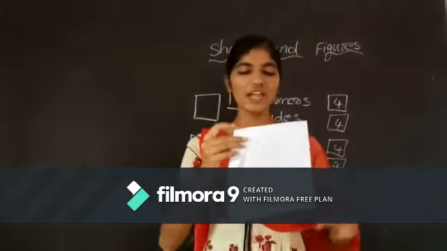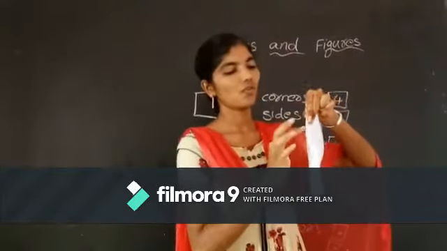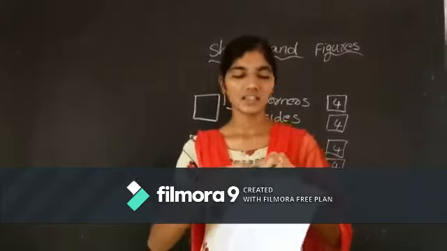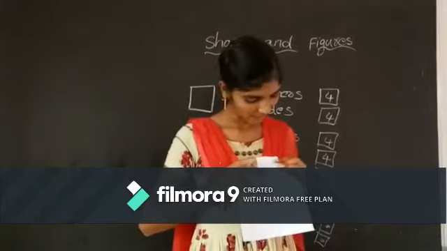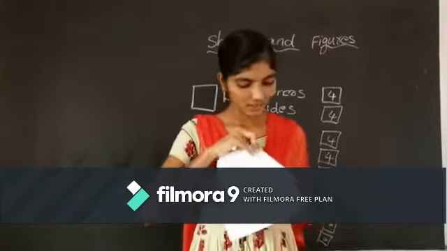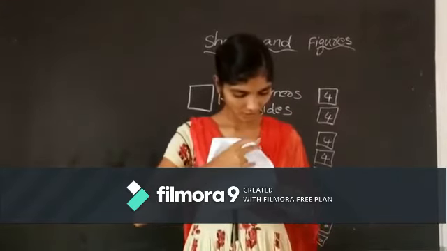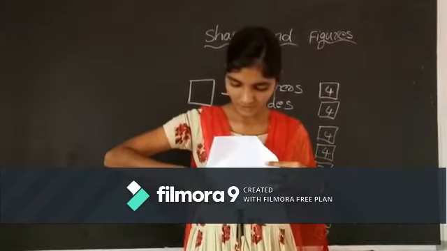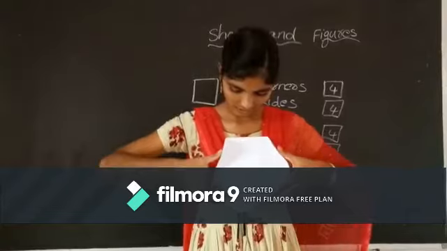This figure has 5 corners. 1, 2, 3, 4, 5. Okay? And 4 sides. And this figure has 6 corners and 6 sides. And this figure has 7 corners and 7 sides. And this figure has 8 corners and 8 sides.